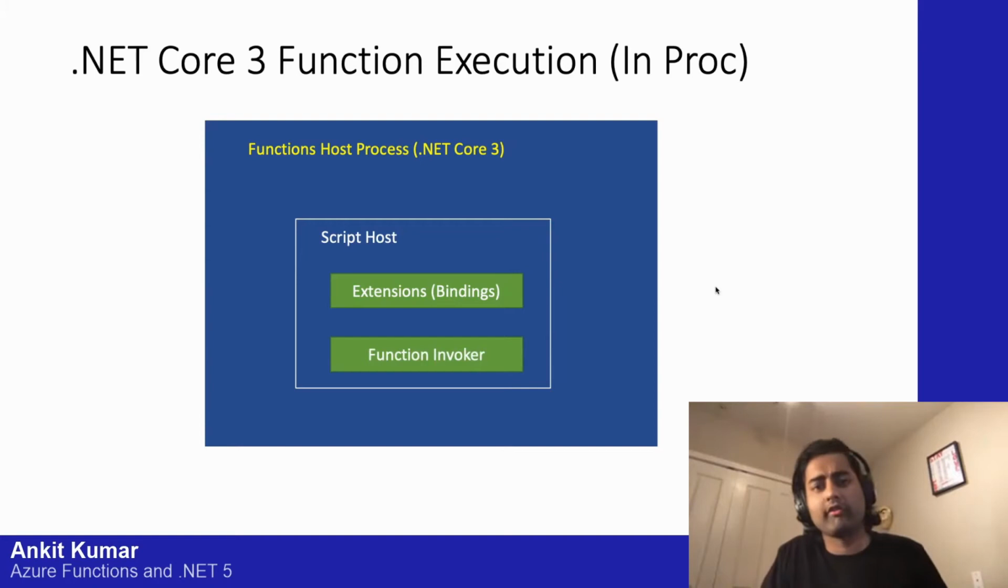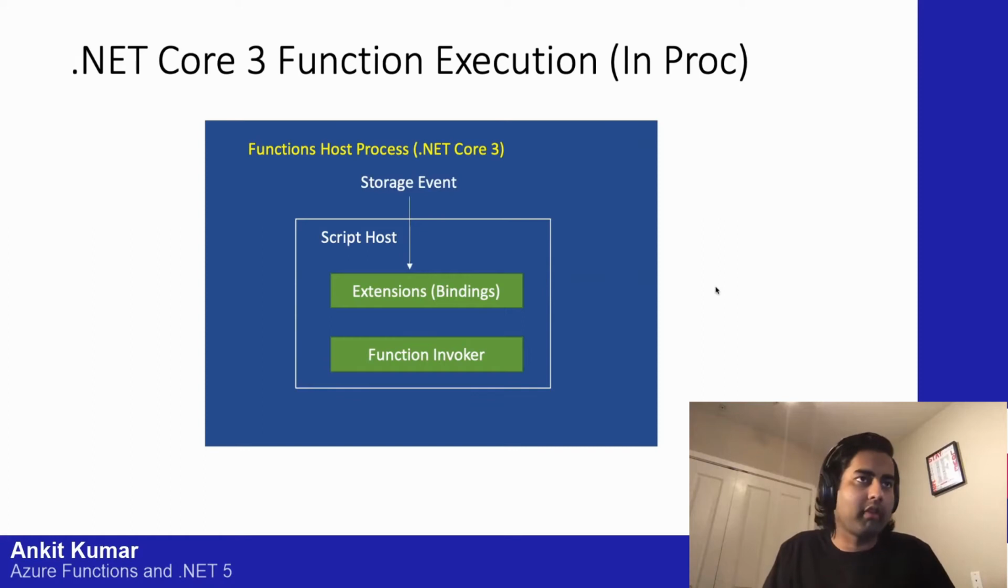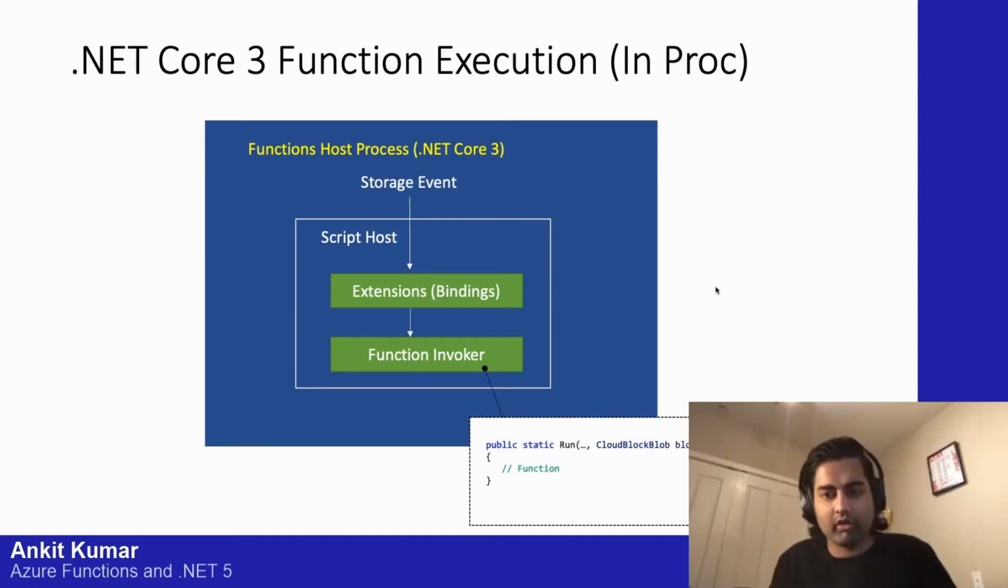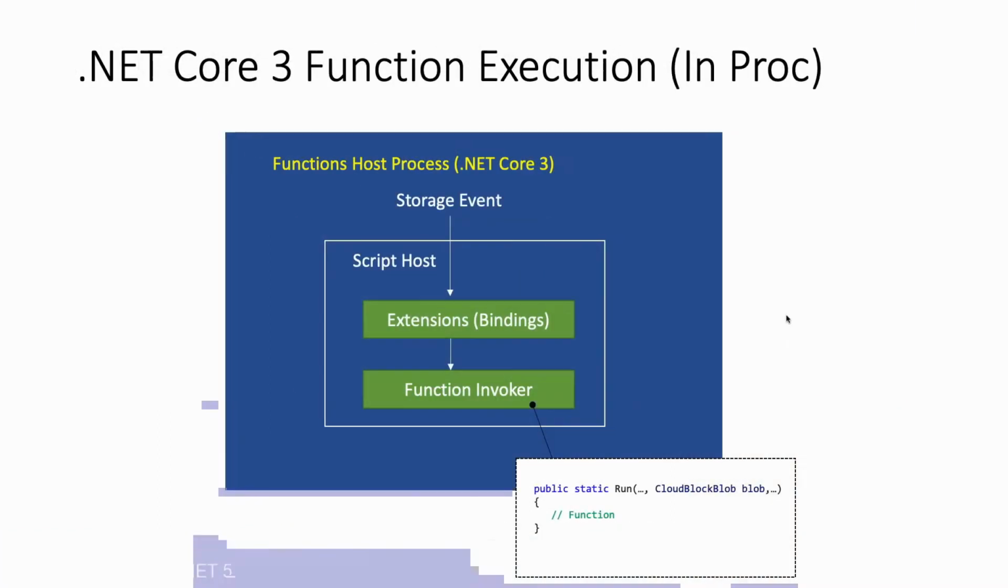Okay, and then you have some sort of function invoker that, when something happens, comes into play and invokes the function. So let's say we have a storage trigger function. What happens when a storage event comes in and the extension wants to respond to that? The extension would recognize that storage event, and then it will call on the function invoker, which will then execute your function. The core thing I want to highlight here is the fact that all this happens in one single process for .NET Core 3.